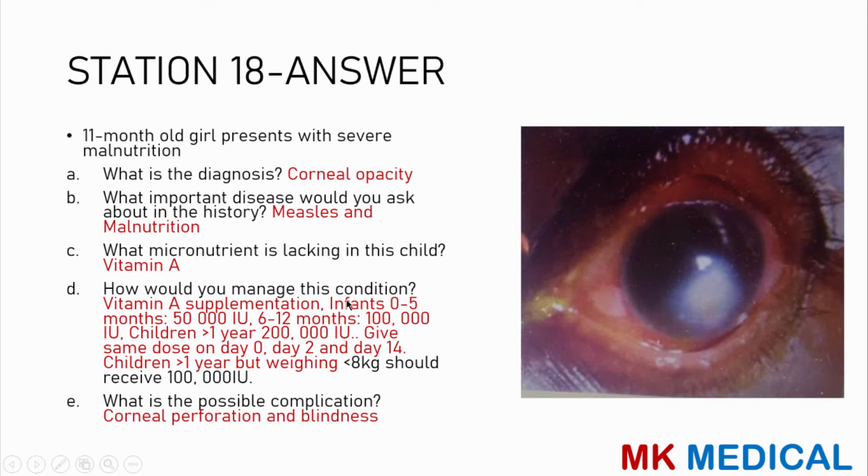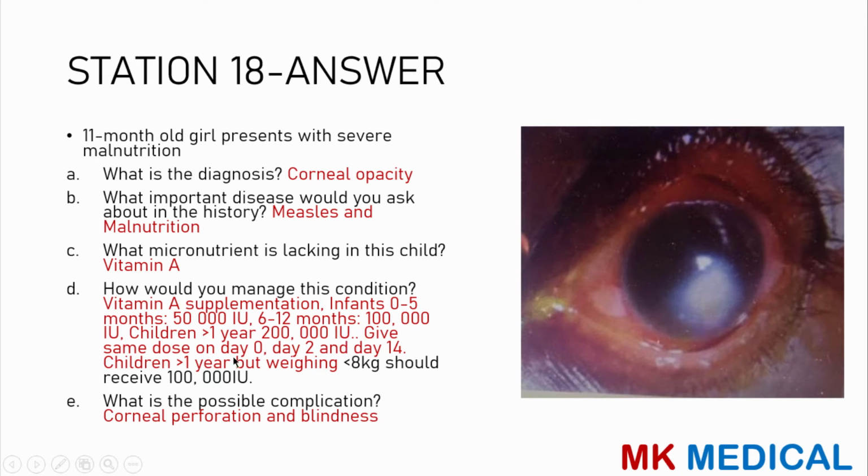If it's an infant between 0 to 5 months, you give 50,000 international units. If they're between 6 months to 12 months, you give 100,000 international units. If they're greater than 1 year, you give 200,000 international units. You'd give the same dose at day 0 when they present, day 2 and day 14.